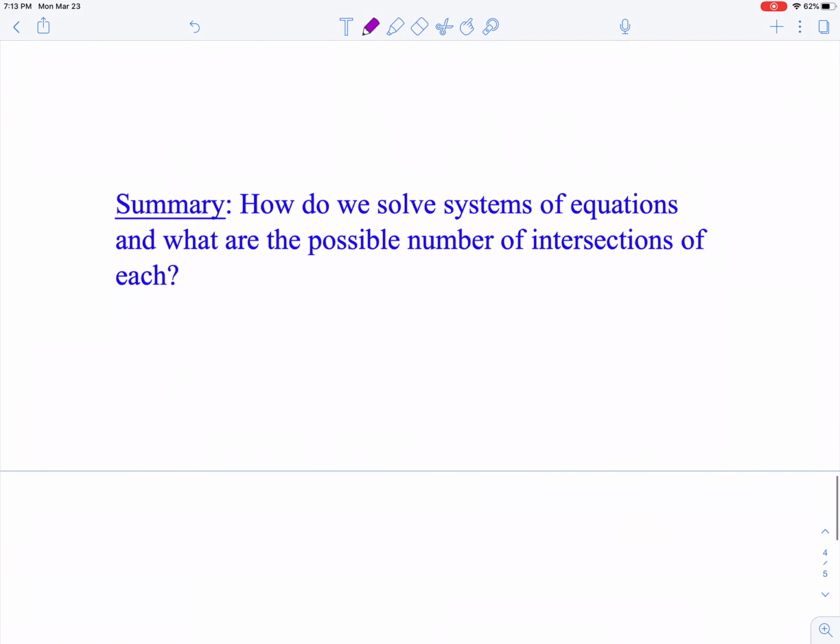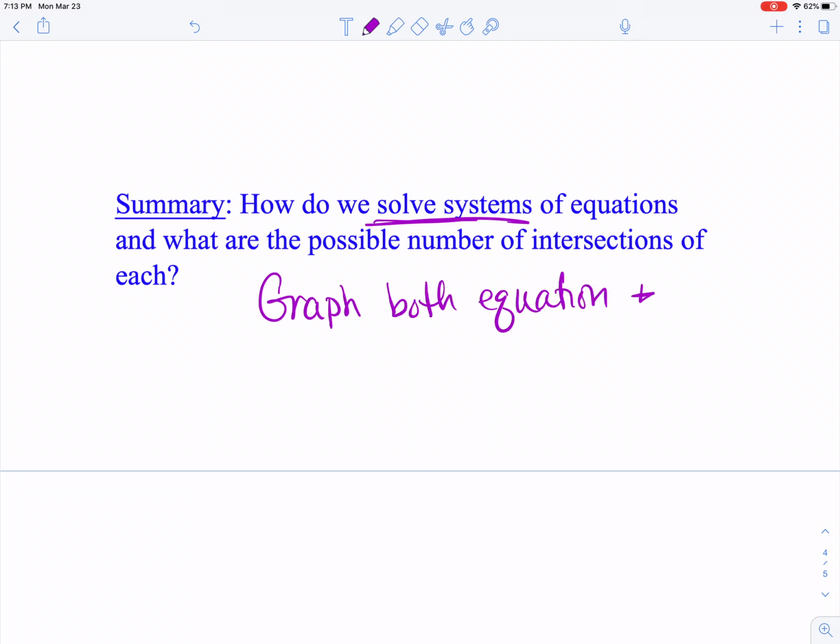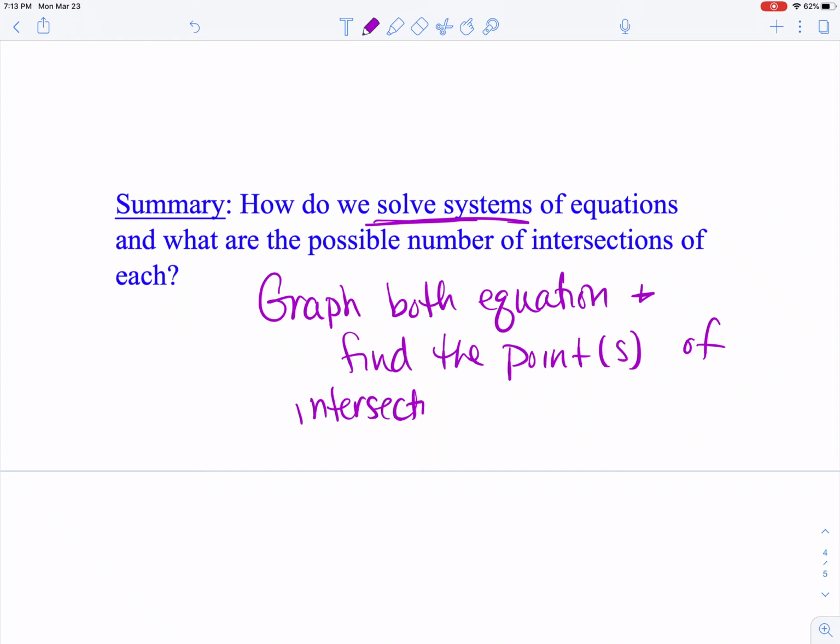So how do we solve a system of equations, and what are the possible number of intersections of each? To solve, graph both equations and find the point(s), putting S in parentheses because there could be more than one, of intersection. What are the possible number of intersections? You're right, 0, 1, or 2.